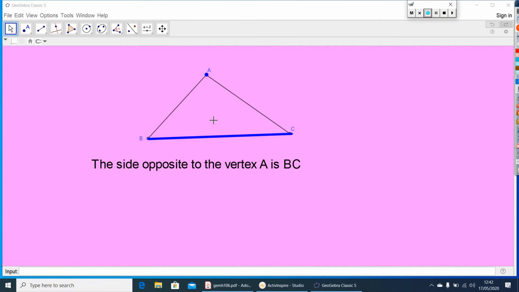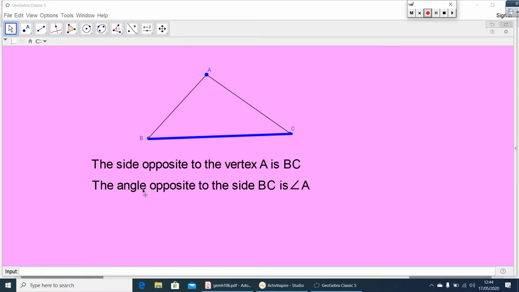Similarly, you can say the angle opposite to each side. Now tell me, what is the angle opposite to side BC? The angle opposite to side BC is angle A. Then what is the angle opposite to side AC? Yes, it is angle B. Or what is the angle opposite to side AB, which is angle C.